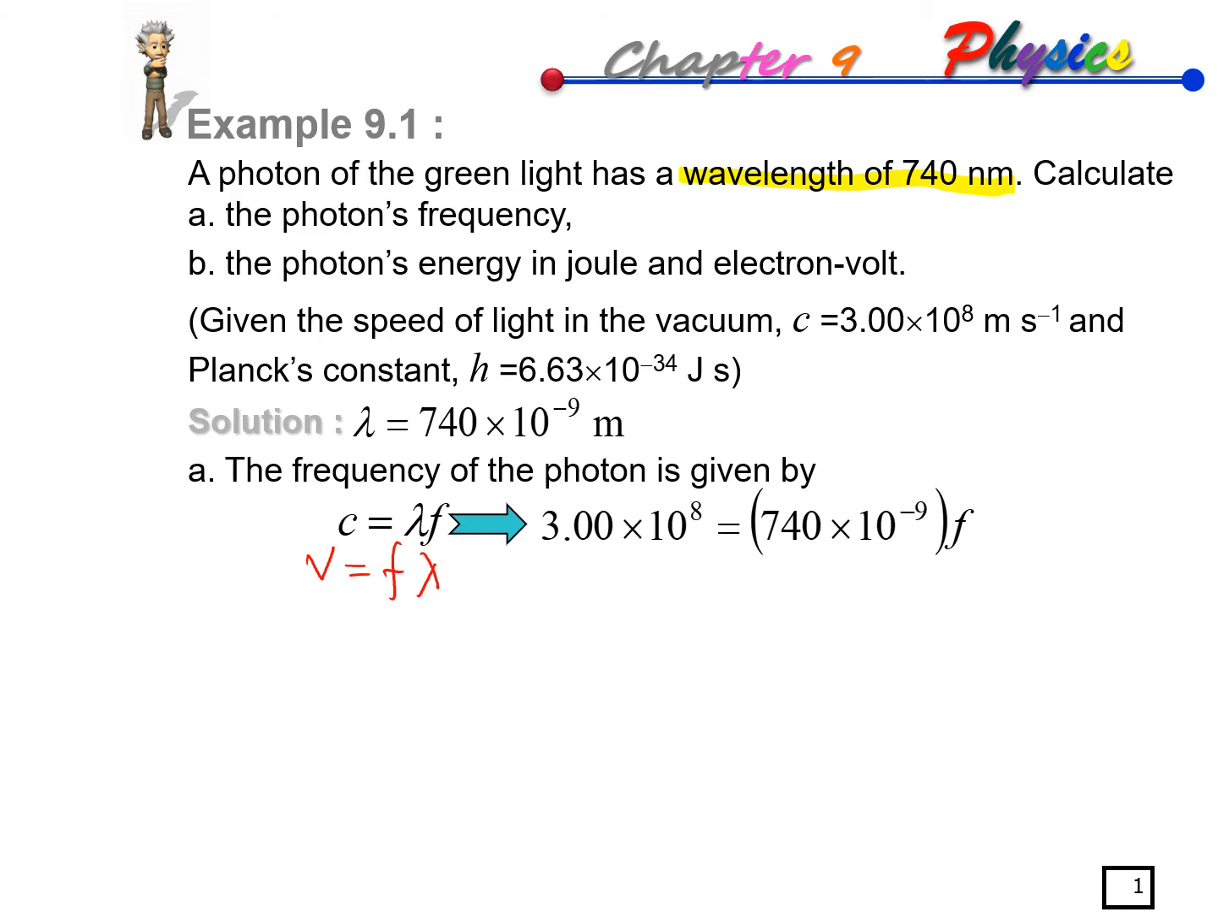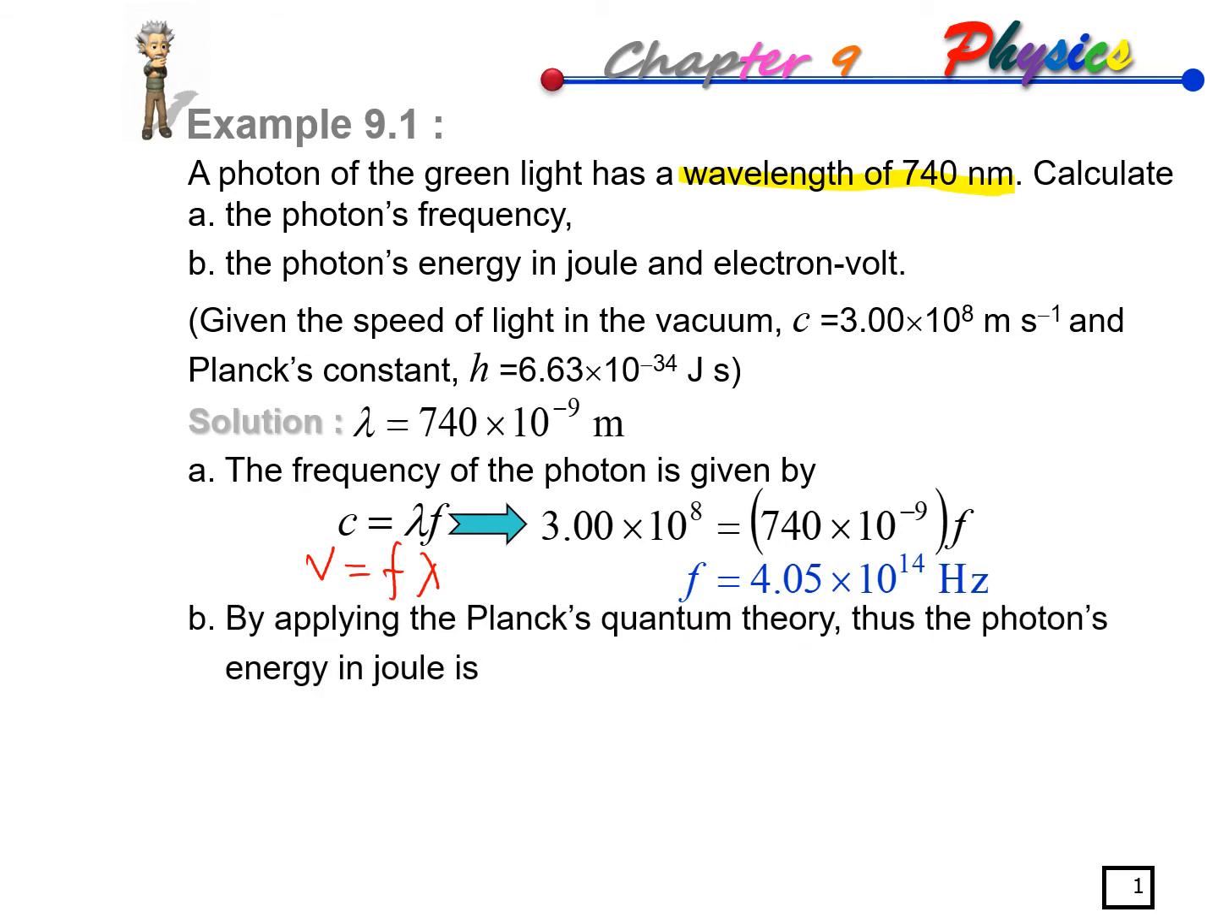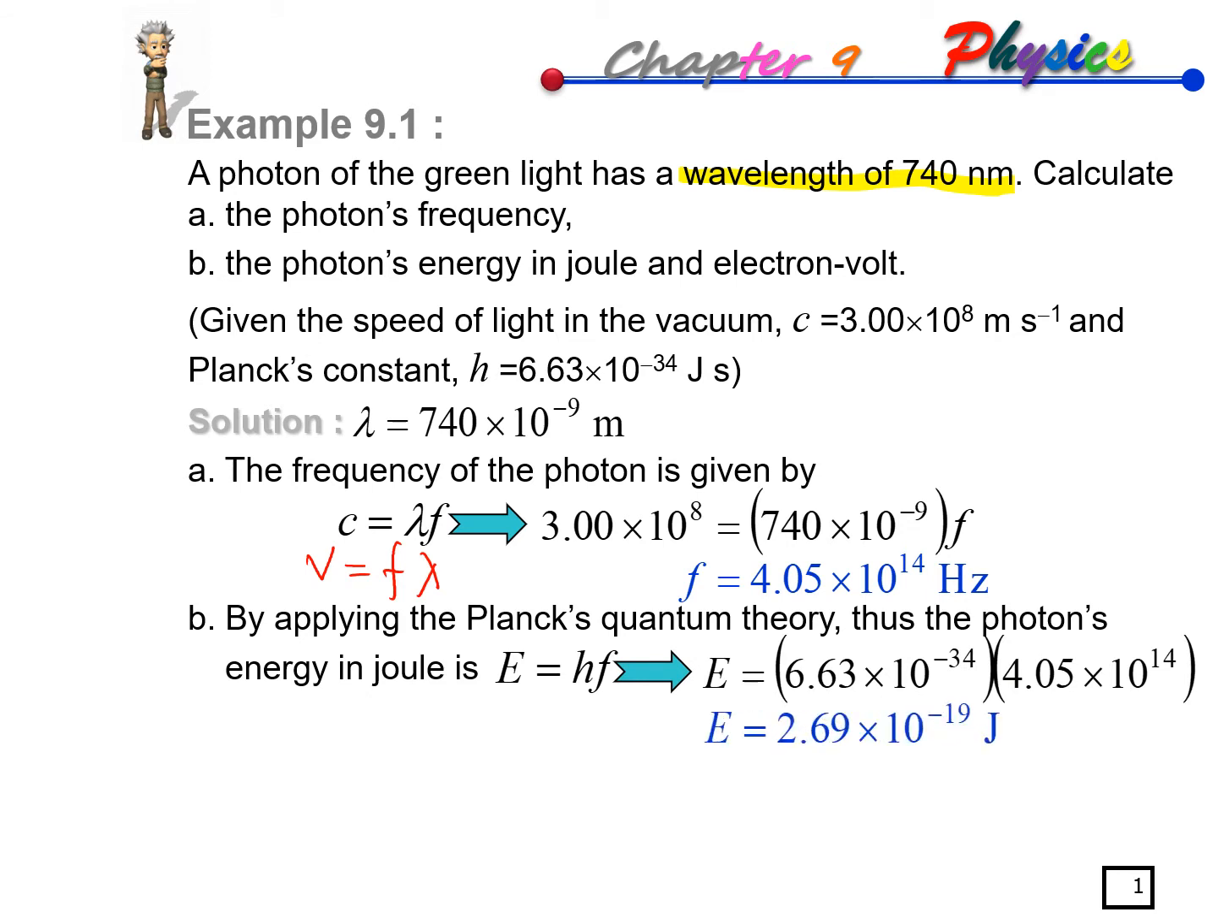So since c is constant, we can determine the frequency. Apply in, so determine the value of f, which will end up with 4.05 times 10 to the power of 14 hertz. Then once you have the value of frequency, we can determine the energy. We apply E equals hf, h will be Planck constant. Frequency was already determined in question A, so apply in. We will end up with 2.69 times 10 to the power of negative 19 joule.